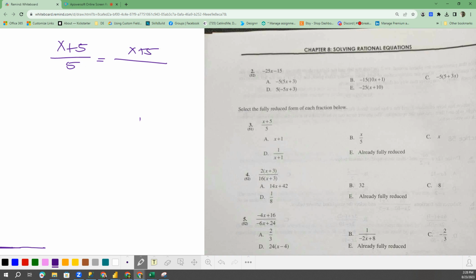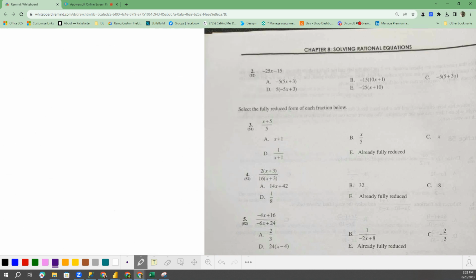And how about 5? Well, it's just 5 times 1. Well, I guess this is 5, x plus 5 times 1. The 1 will cancel out. Essentially, it will still look the same, right? So that means this is already a reduced form. You don't have to do anything. That's already reduced.